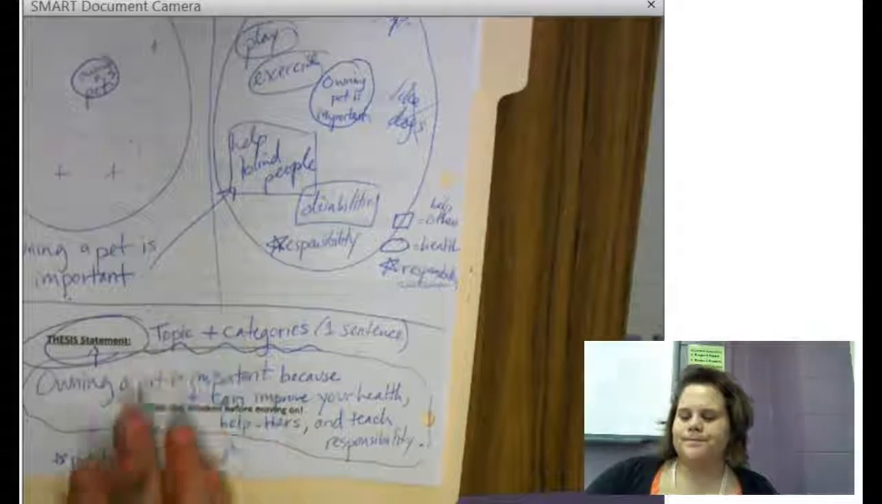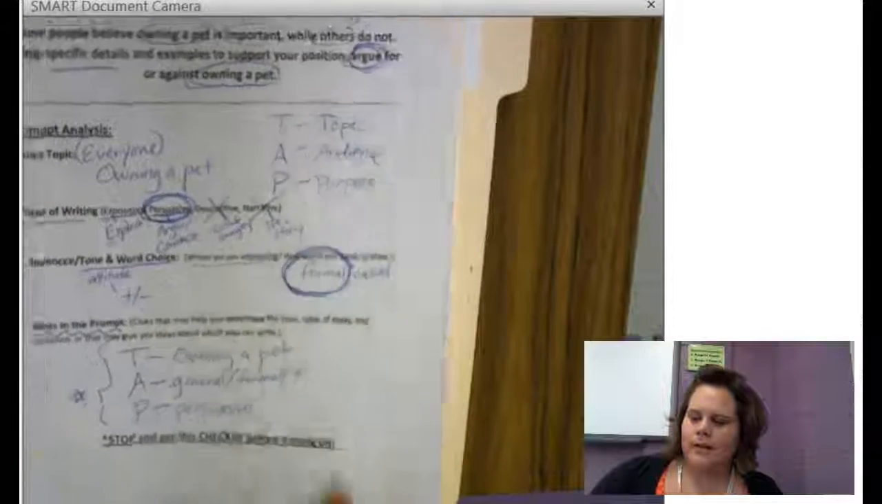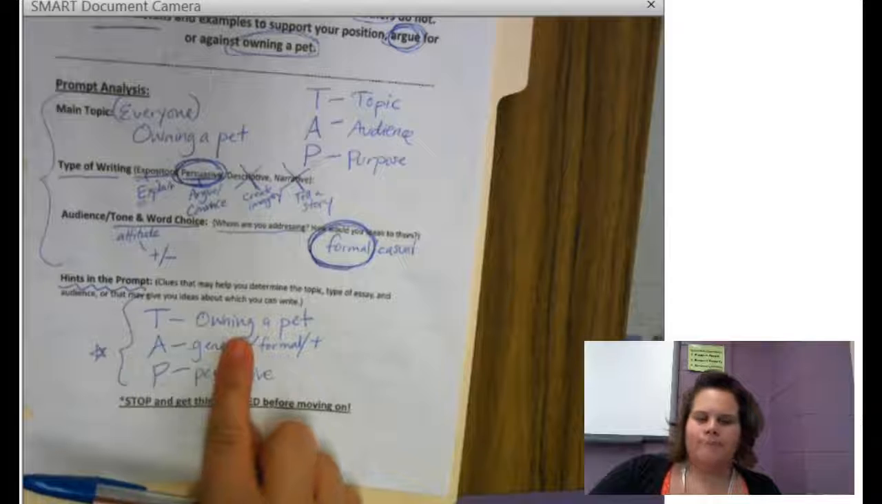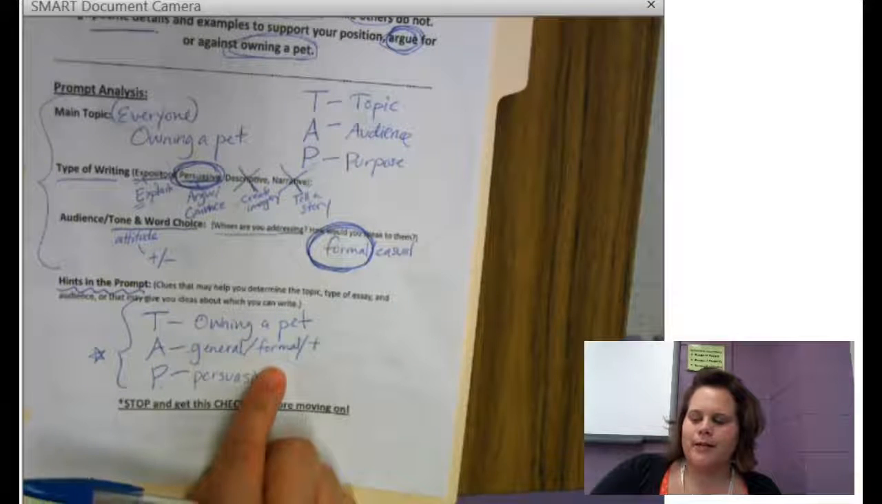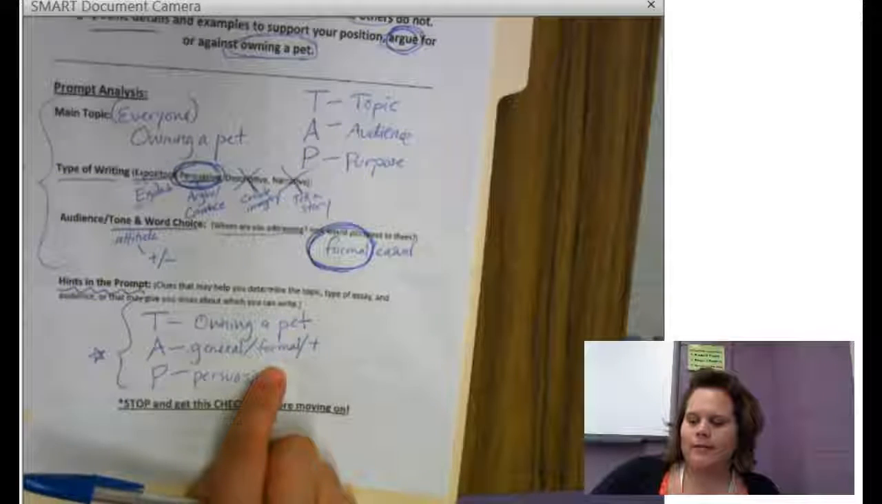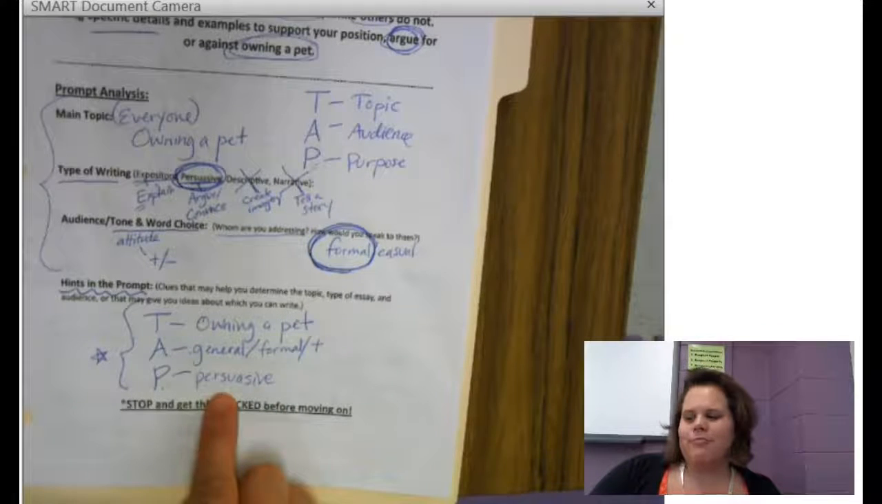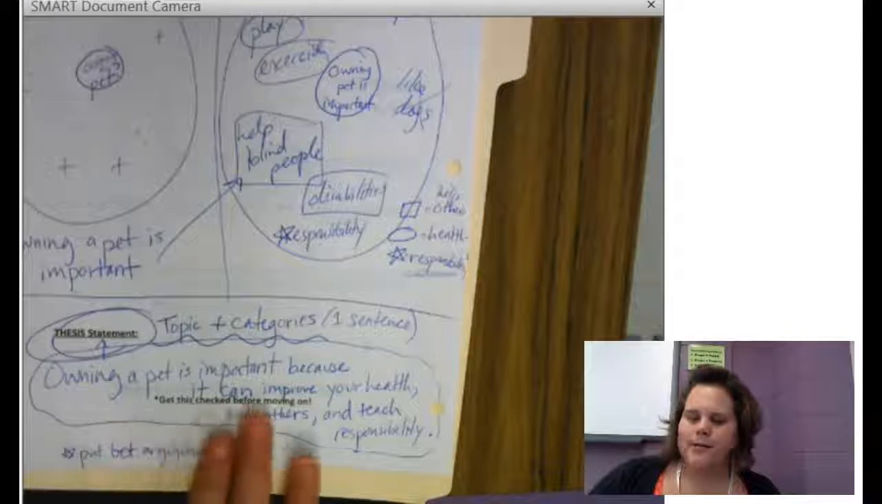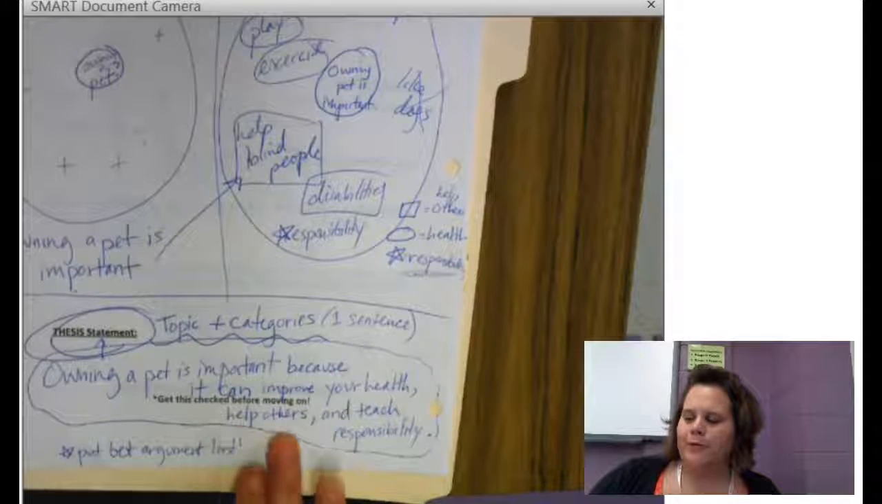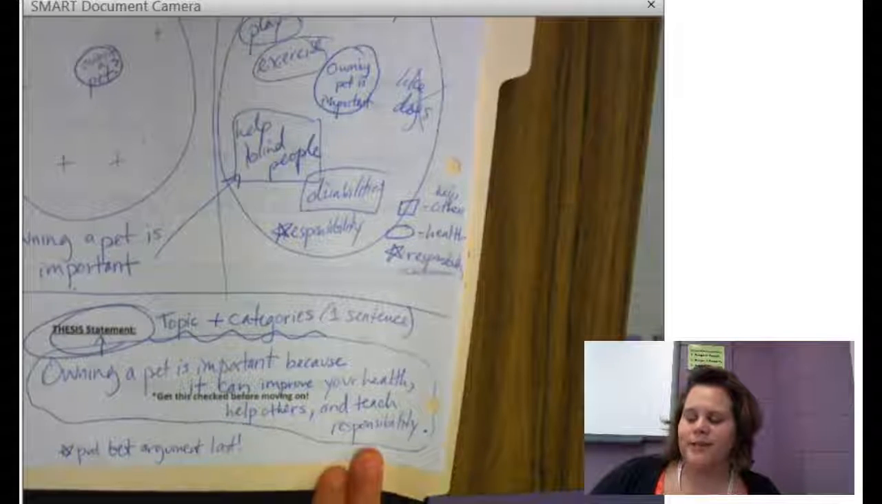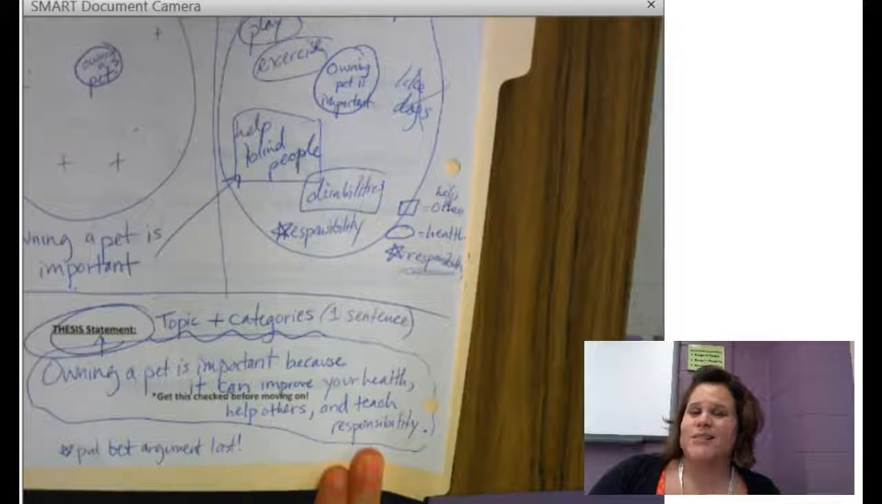Let's check it. Is it about owning a pet? Yep. Is it formal? Yes. We didn't just say, what up, dog? I like it. Persuasive? We're arguing. Okay. Owning a pet is important because it can improve your health, help others, and teach responsibility. That's a pretty good thesis.